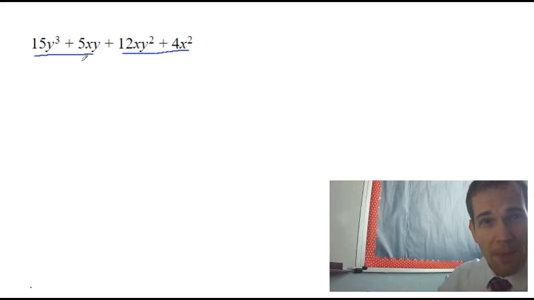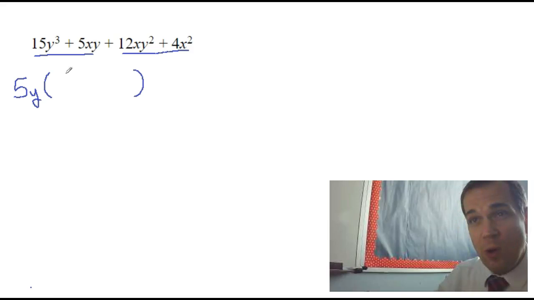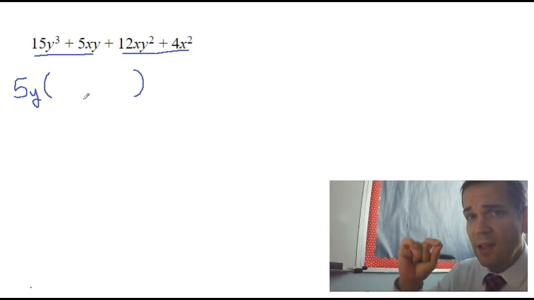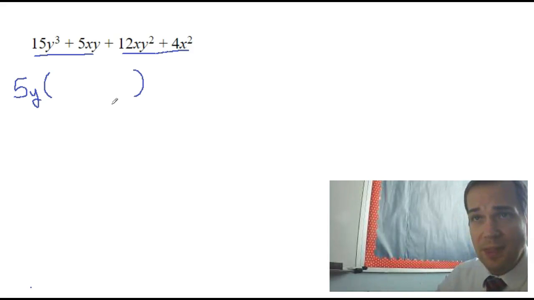If I look at just the numbers, the common factor between 15 and 5 is, of course, 5. They don't both have an x, so x is not a common factor, but they both have at least one y. So I can factor a y out. And as I try to figure out what goes inside of these parentheses, I'm going to take the number and each letter separately. So I'm going to think to myself, I want to get a 15y cubed.